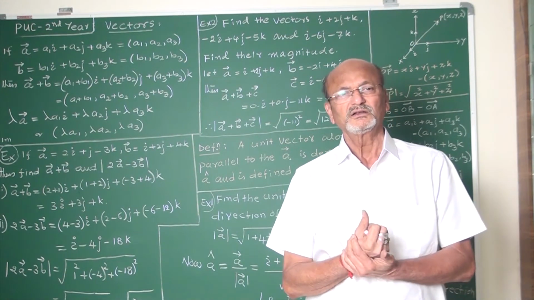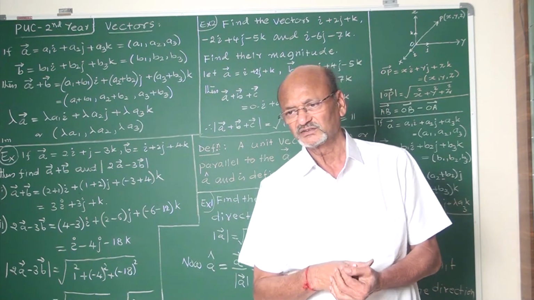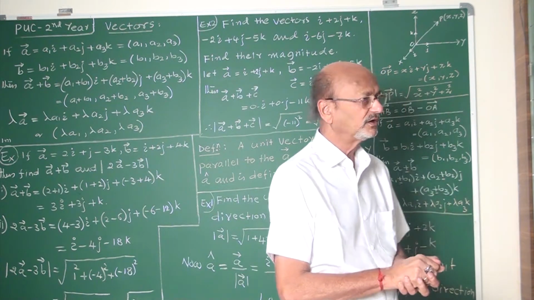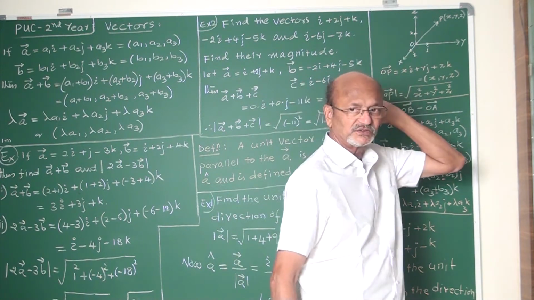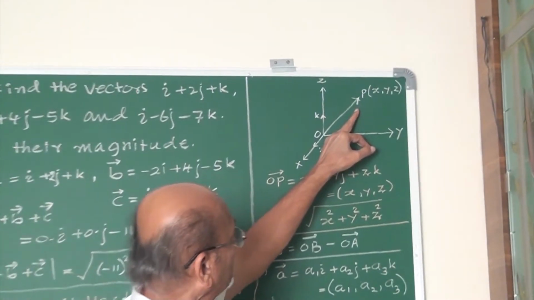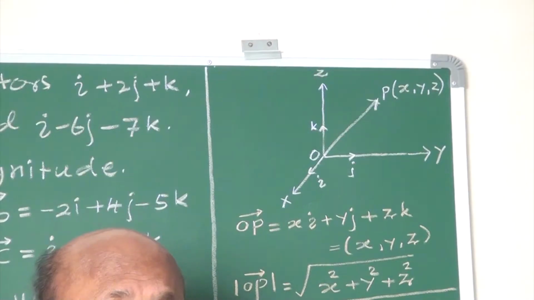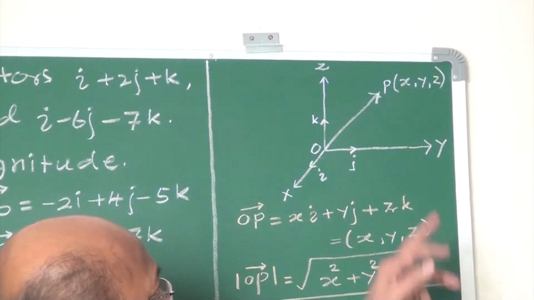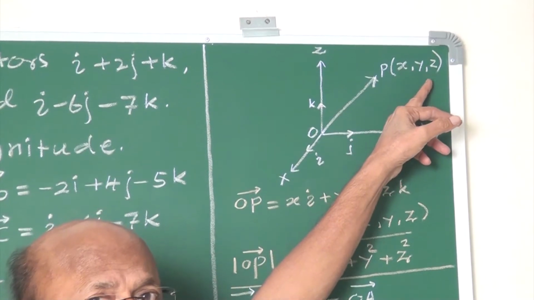Yes, my friends, already we have started with vectors. Completed three classes. In the previous class, I explained about the position vector of the point P. This is the point P in the space, my friends. Space means it has what? Three coordinates: x-axis, y-axis, z-axis. Each point in the space has three coordinates: x coordinate, y coordinate, z coordinate.